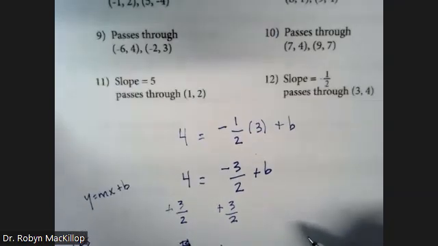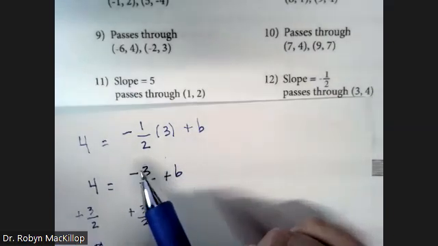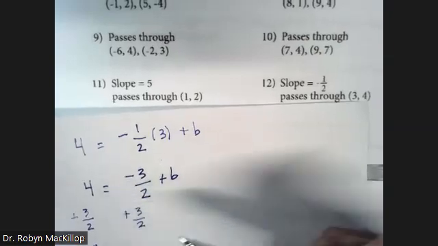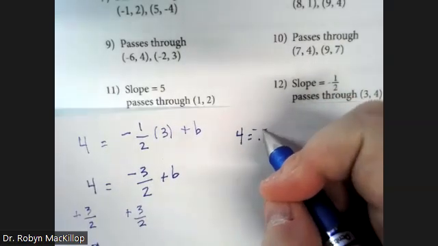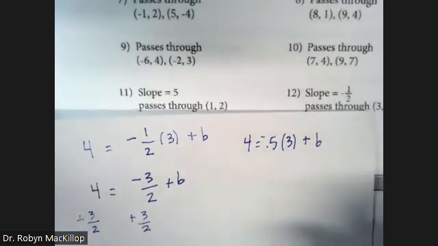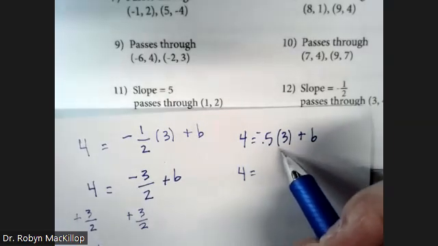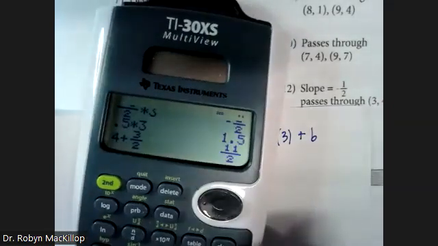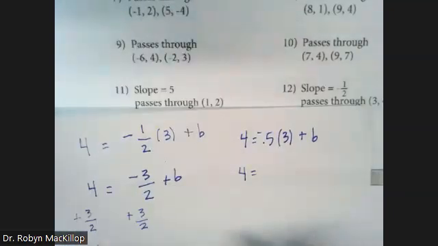And then an even easier way is to use the decimal form of 1/2, because you know your slope is -1 over 2, right, because they told you. But to do the calculation, you can turn that into 0.5. So it would look like 4 equals -0.5 times 3 plus b. And then you just keep going. 4 equals, this is going to be -1.5. If you have 0.5 times 3, it should be negative 1.5.